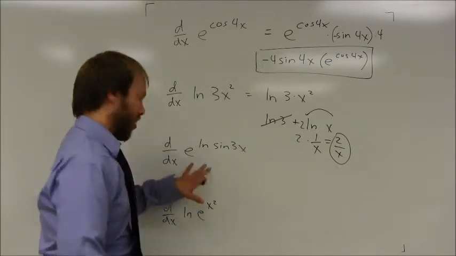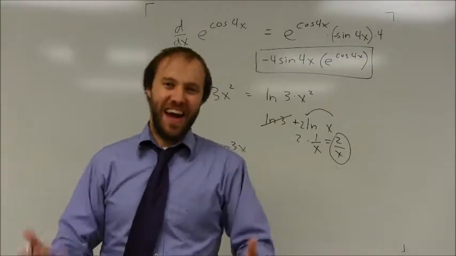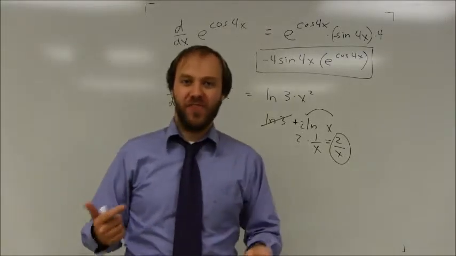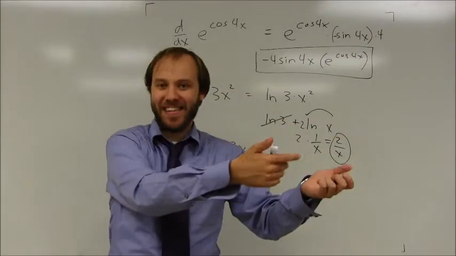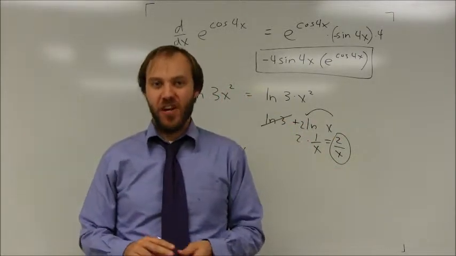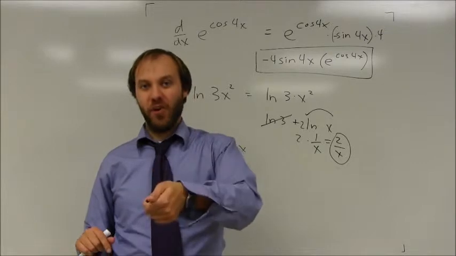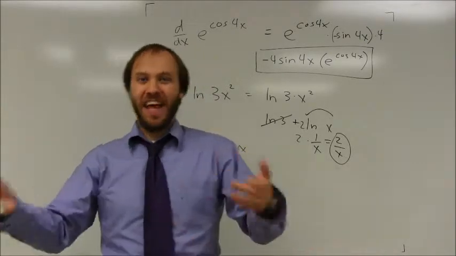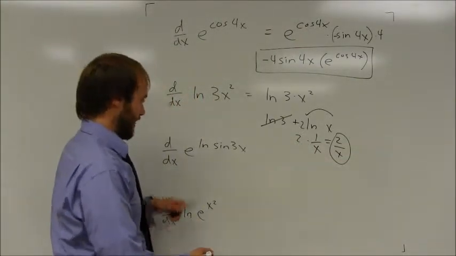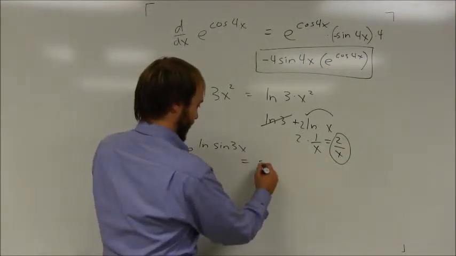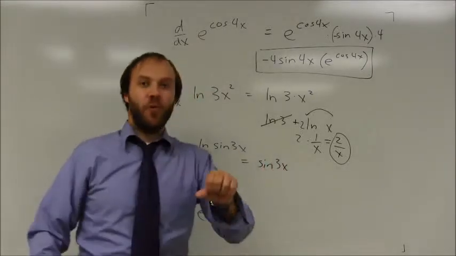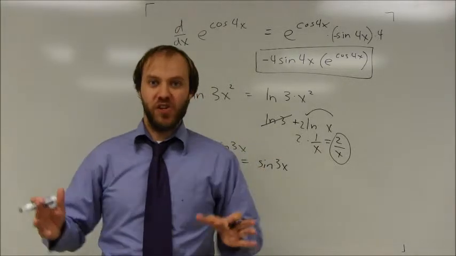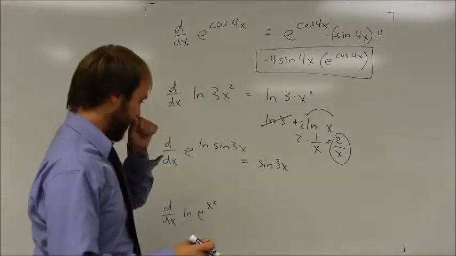Okay, next example. Looks horrible. It's not. E and natural log are inverse functions, or specifically e to the x and natural log of x are inverse functions. So if I take e to a natural log power, those two things basically counteract each other. If I take a natural log of e to a power, they counteract each other. What's going to happen in this case? That's actually just going to be equal to sine of 3x. Now, be careful here. That's just an algebraic simplification. There was no calculus there. There was no derivative. I still need to take the derivative here.